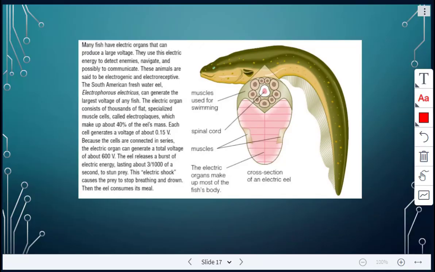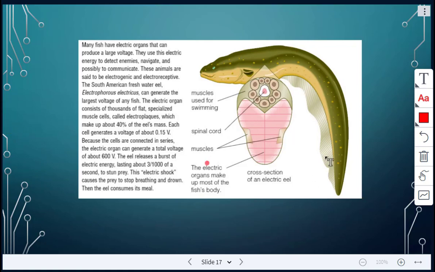All right, next we're talking about some organisms that can produce electricity. Many fish, like electric eels, have electric organs within their body, and we'll take a look at a video that will show this. They use these electric organs for a variety of functions like detecting enemies, navigating, and possibly communicating as well. These animals are said to be electrogenic and electroreceptive.